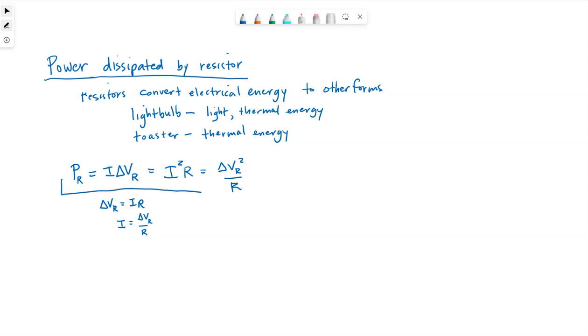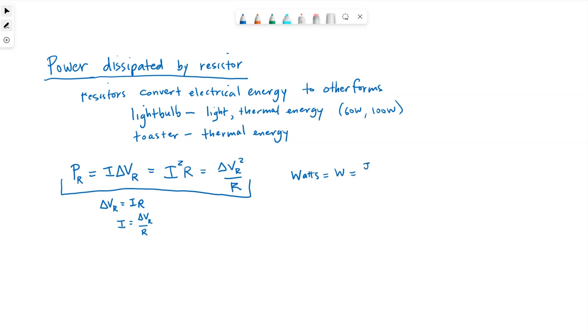So the power dissipated by our resistor can be written in terms of any two of these three values: current, resistance, and potential difference. The units, well, power is in watts. So we will see W, which if you've ever gone to buy a light bulb, 60 watts, 100 watts, you're buying what they're rated at in terms of the rate at which they can convert the energy.